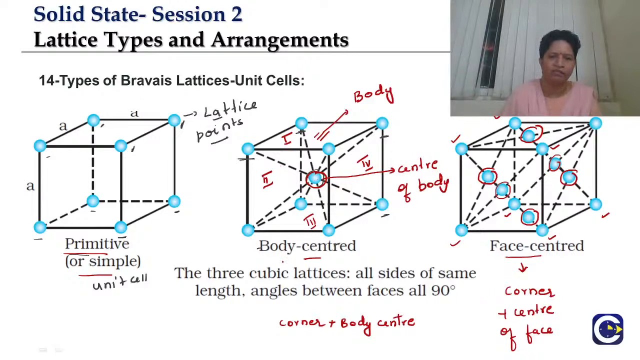Whether it is body centered, face centered or primitive, if I take a simple cube or any other 3-dimensional arrangement, it will have 6 faces. But when do we call it face centered? When there is a lattice point at the center of the face. When do we call it body centered? Though there are faces, you will have a lattice point only at the center of the body.